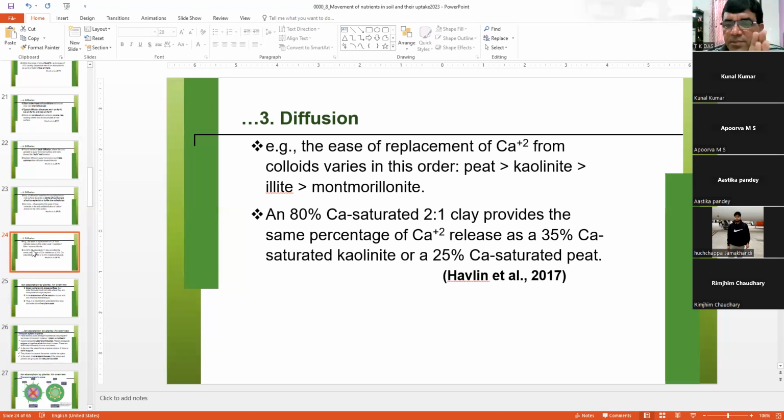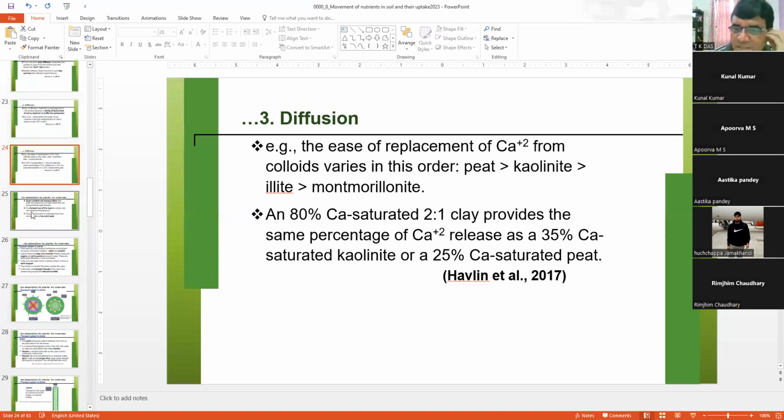will be less. But if it is peat or kaolinite, your calcium will be loosely adsorbed, and it can be easily replaced and easily diffuse to the soil solution. And 80% calcium saturated 2:1 clay provides the same percentage of calcium release as 35% calcium saturated kaolinite or 25% calcium saturated peat. So this clearly shows that peat can easily release calcium. Next is kaolinite, a bit more difficult, not as good as peat, and montmorillonite is at the end. It adsorbs calcium more tightly.